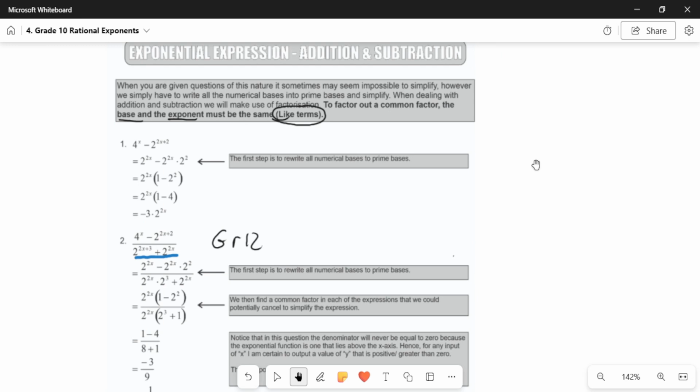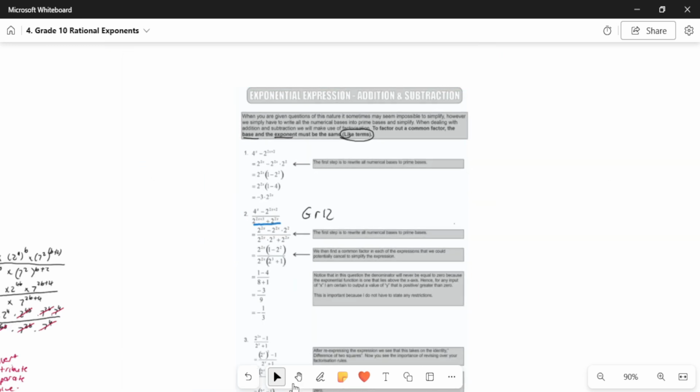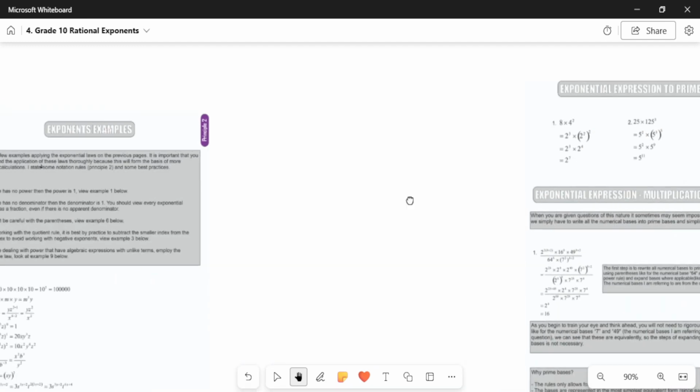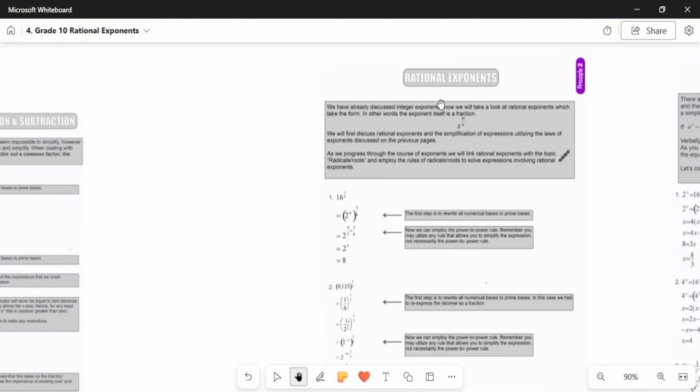Okay, now that's basically everything that we need to know. We've done the multiplication, we've done the division, we've done the addition and subtraction, and we've also done some of the rules that we need to talk about. So lastly, we'll talk about the rational exponents and move forward from there.